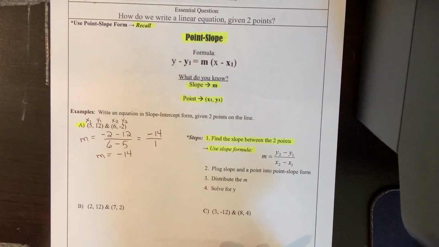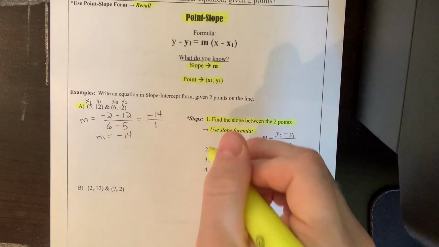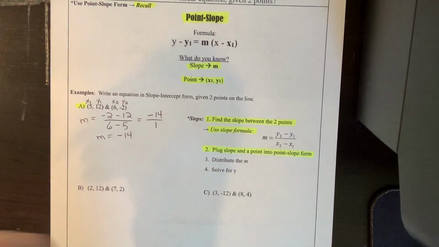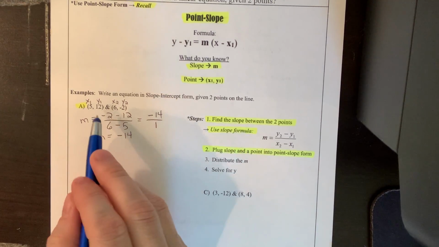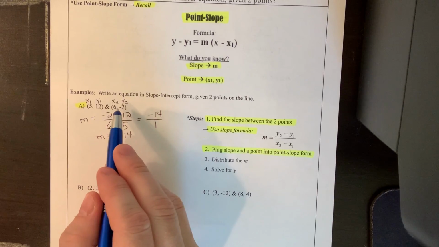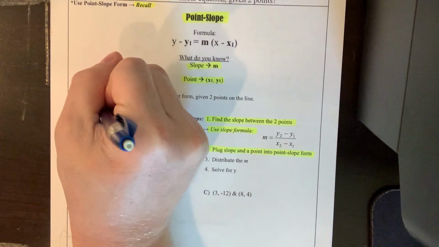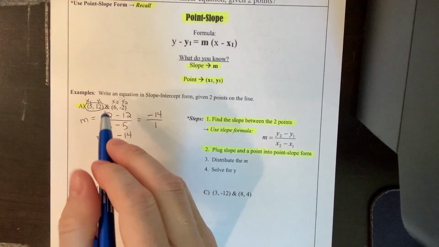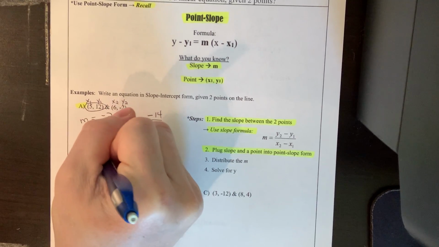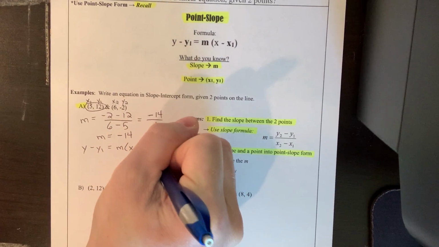All right, step 2 over here. Plug the slope and a point into point-slope form. So we're going to take our slope that we found in step 1, and we're just going to pick one of these 2 points. You don't need both now, okay? Just pick one. I always like to pick the easier one to work with. So I'm going to pick this one, (5, 12), to plug into my point-slope formula. Remember, point-slope formula looks like this. y minus y1 equals m parentheses x minus x1.